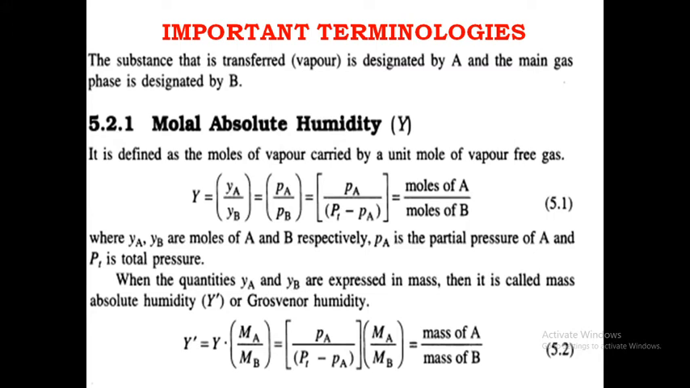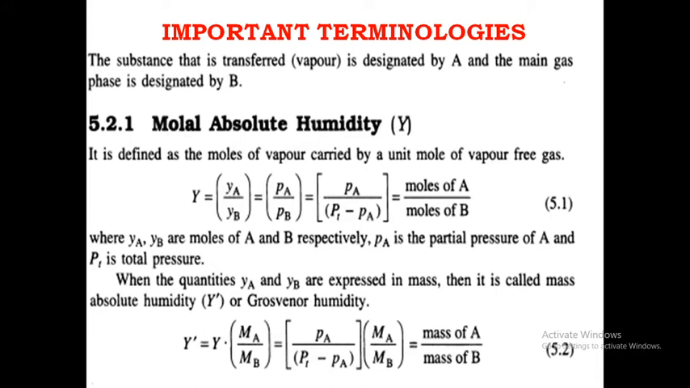Important terminologies used in humidification. In the terminologies given below, the vapor is designated by capital A and the gas phase is designated by capital B. Saturation refers to any gas-vapor composition, while humidity refers specifically to an air-water system.